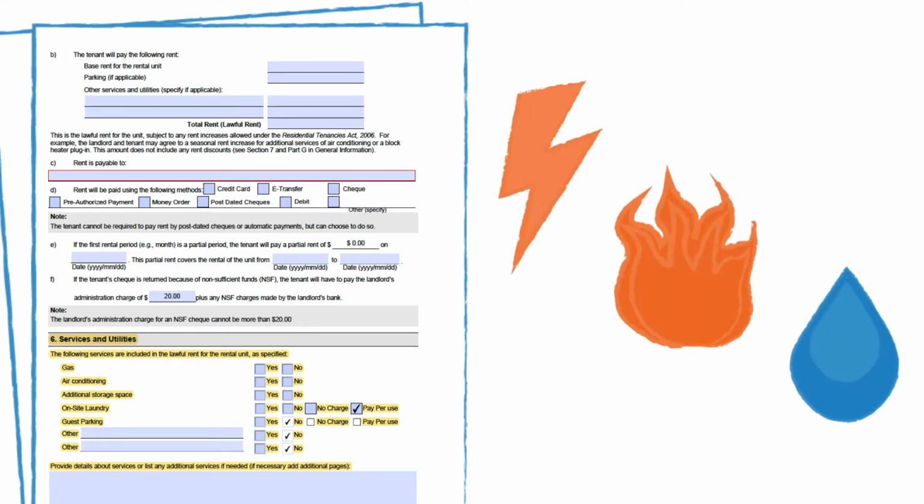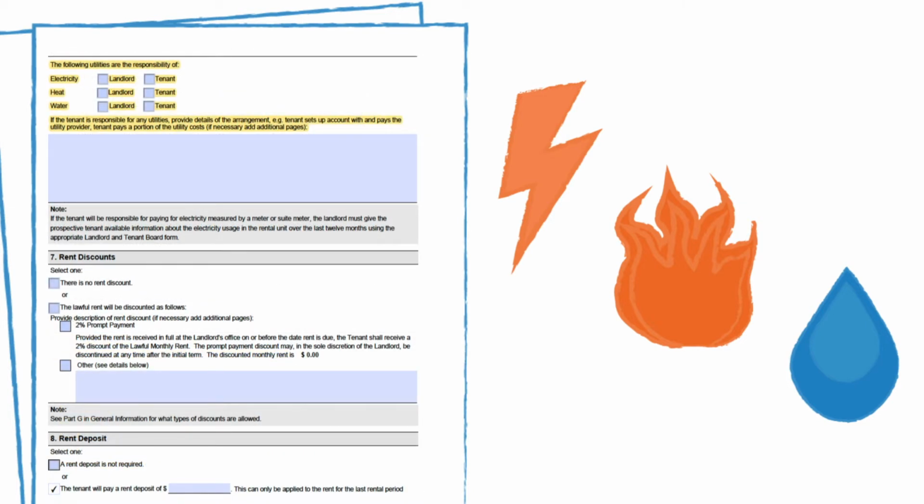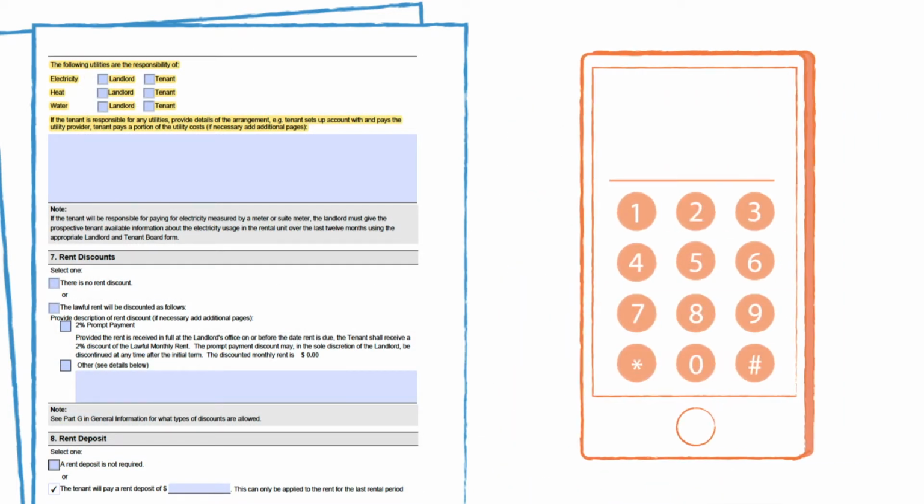Section 6 outlines services that are included in the lawful rent. Utilities such as electricity, heat, and water are labeled as tenant or landlord responsibility. If tenant is responsible to pay utilities, then the tenant will have to contact the utility vendors to set up the accounts. The utility vendor's contact info is listed below for this reason.